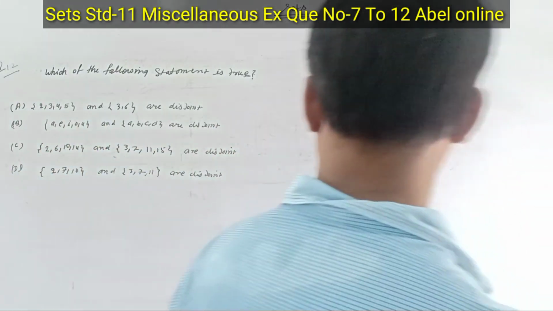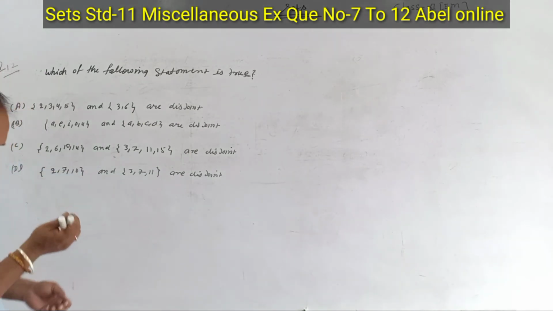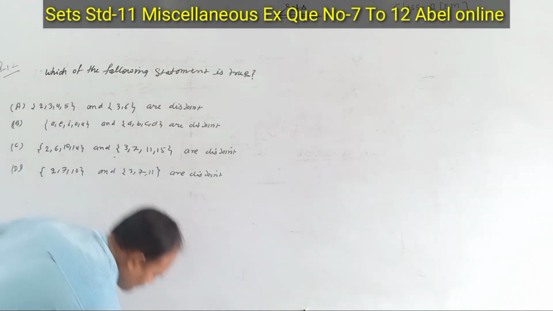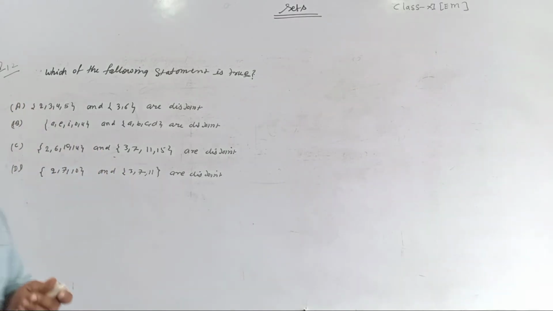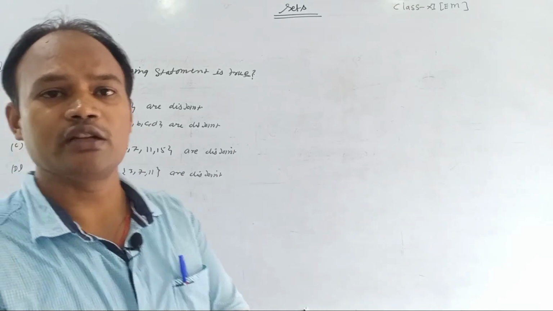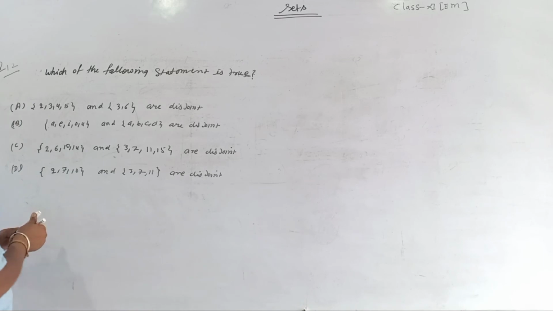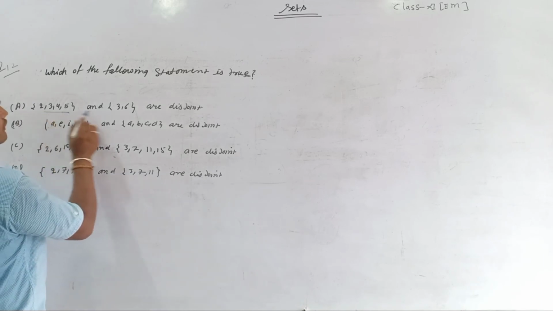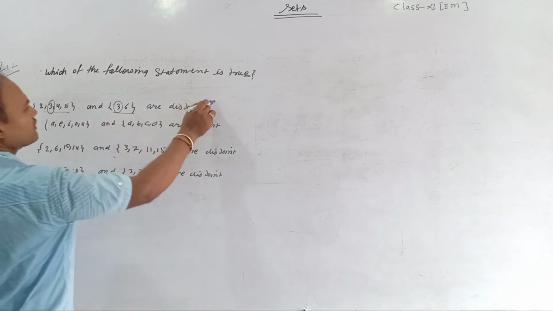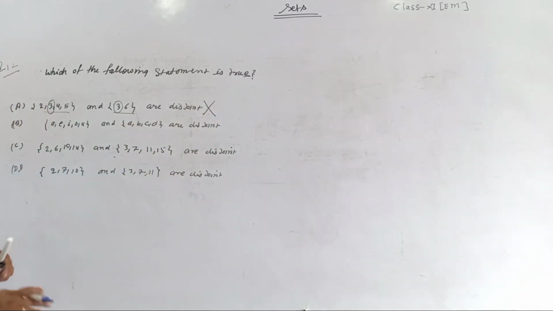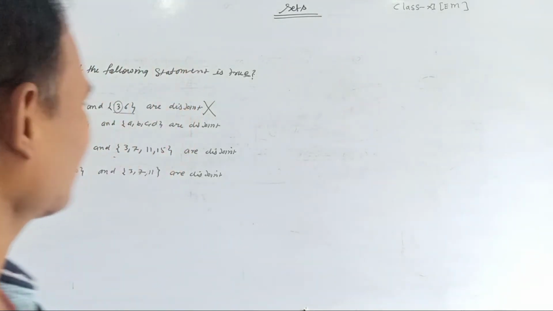Now we are going to operate. What are disjoint sets? When we talk about disjoint sets, always remember that there is no common element between them. Is there any common element between 2, 3, 4, 5 and 3, 6? 3 is here and 3 is here, so this is not a disjoint set. So your answer is not A.